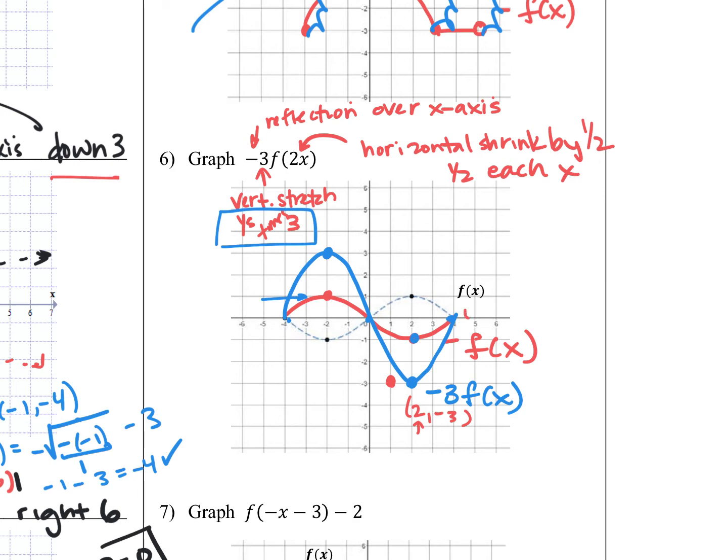For the point 4, 0, if I take half of 4, that's 2. Now I'm going to be at 2, 0. For this guy up here, negative 2, 3, again at half the x value, negative 1, we'll be at 3, which will put us right here.